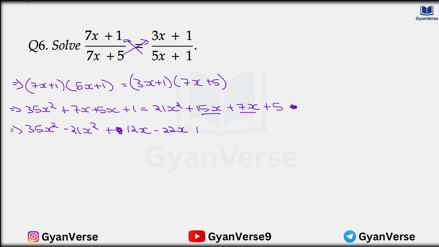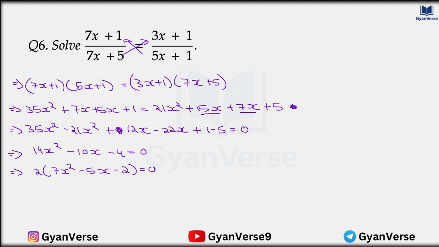Okay. So plus 1, I will bring plus 5 to the other side. It will become minus 5. So 1 minus 5 equals to 0. It will become 14x square minus 10x minus 4 equals to 0. So can I take anything common here? I can take 2 common. So it will become 7x square minus 5x minus 2 equals to 0.